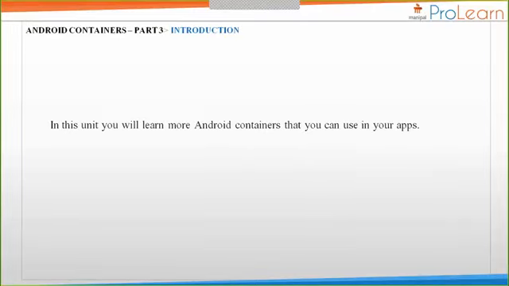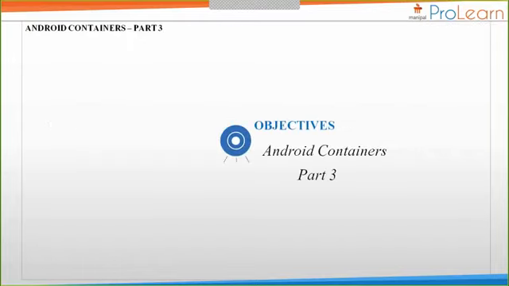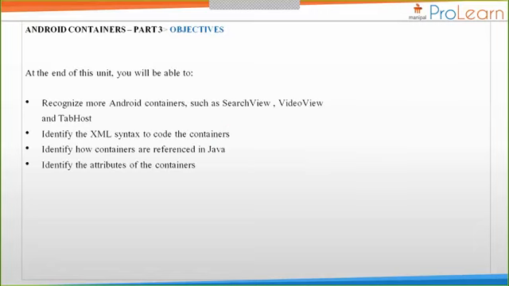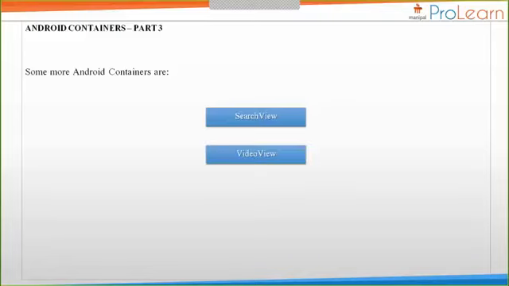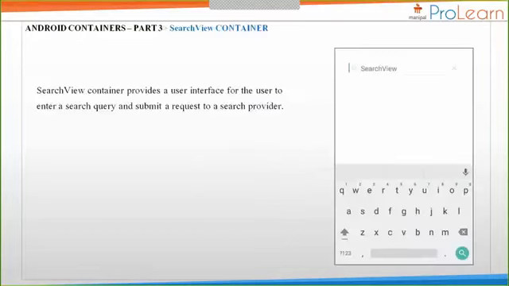In this unit, you will learn about Android containers that you can use in some of your apps. At the end of this unit, you'll be able to recognize some of the Android containers such as SearchView, VideoView, and TabHost. Some of the Android containers are these three containers. We saw list view, grid view, and scroll views, and these are the other containers. So we'll start with the first one, search view.